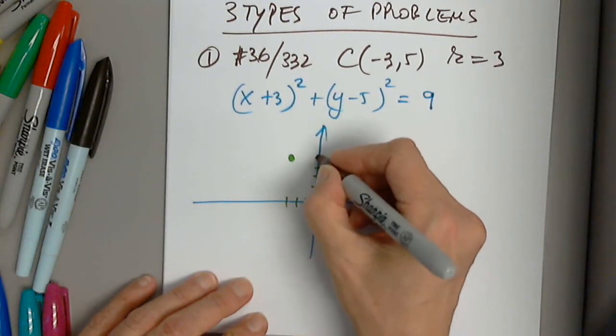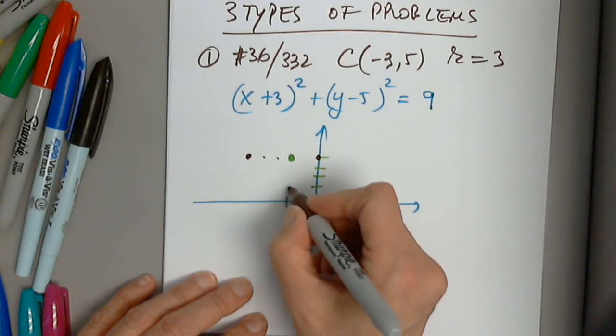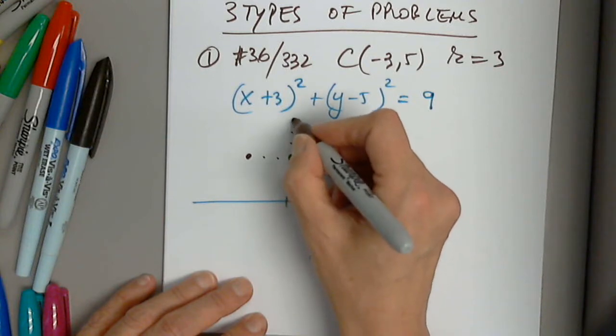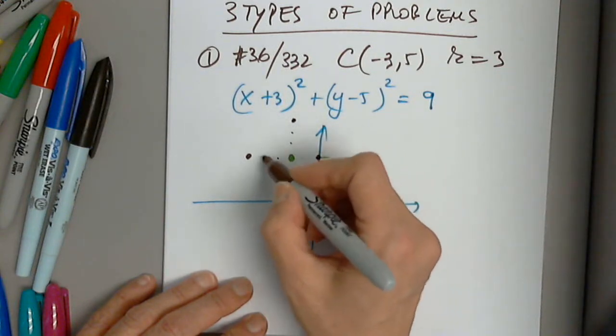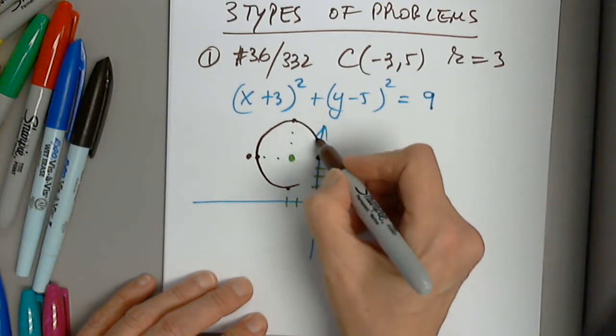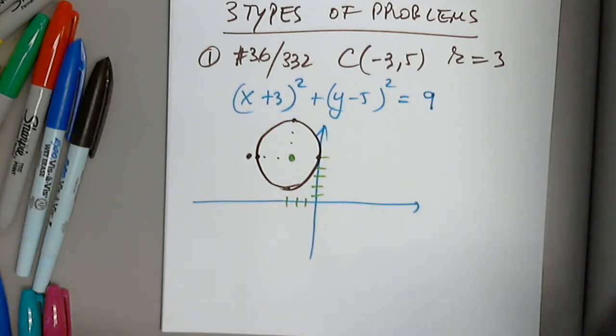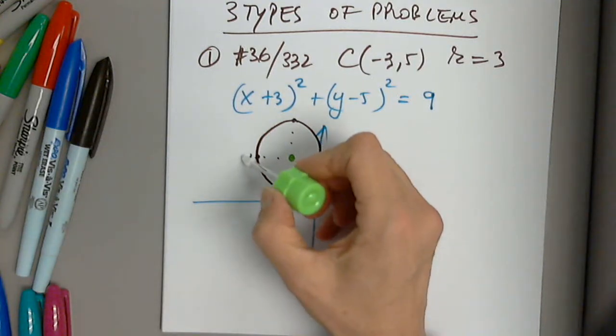So now I want 3 units away: 1, 2, 3. 1, 2, 3. My graph is not going to be perfect. 1, 2, 3. 1, 2, 3. Maybe I'm going to move this point here. So here's the circle, far from being perfect. My apologies. But I determined good 4 points.